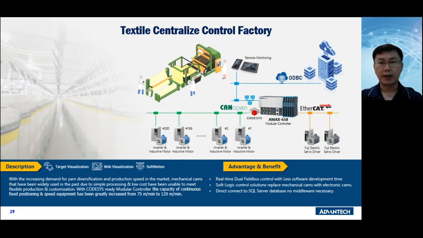Okay, we have this centralized control factory. So the MX658 controls this Fuji Electric servo motor with the EtherCAT solution, and you are able to use CANopen to control the inverter and induction motor. So this will give you real-time dual fieldbus control with less software development time, and a SoftLogic control solution to replace a mechanical CAM with an electronic CAM. You can also directly connect to the SQL Server database, with no middleware necessary.